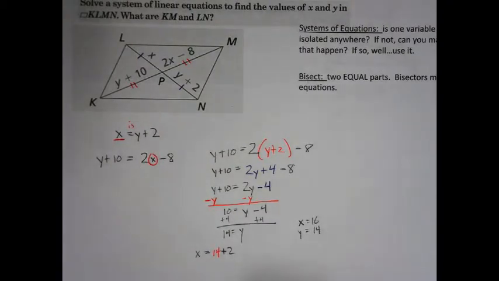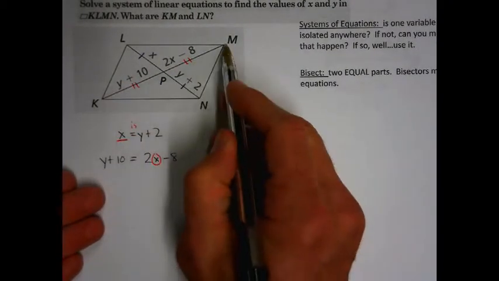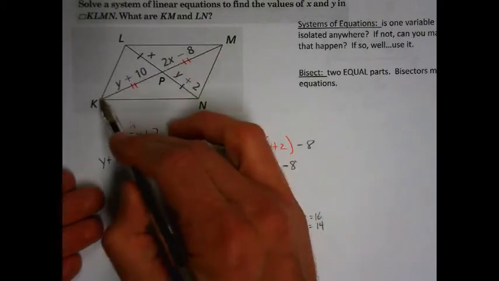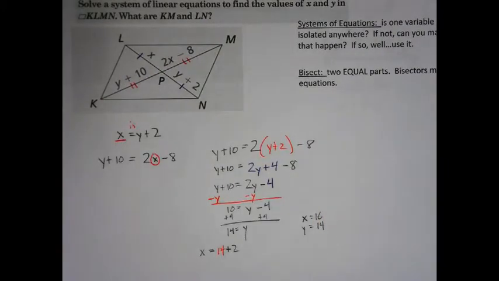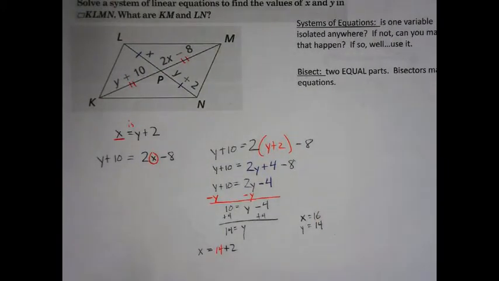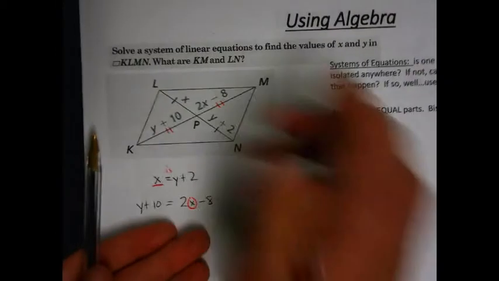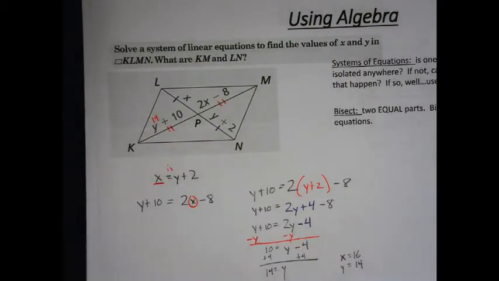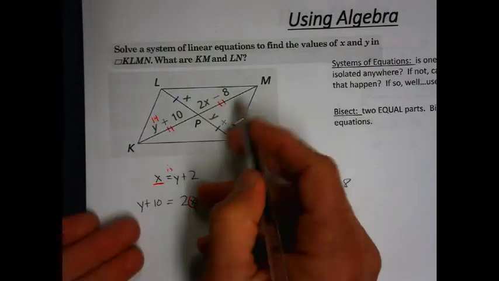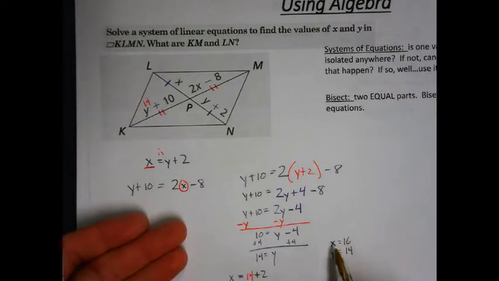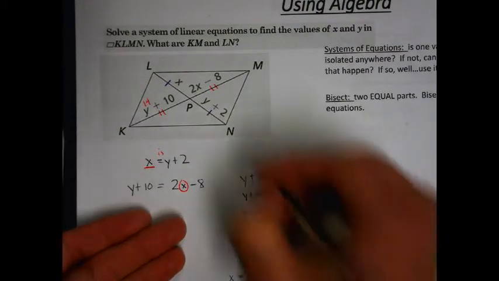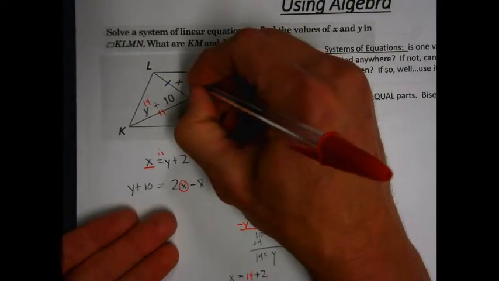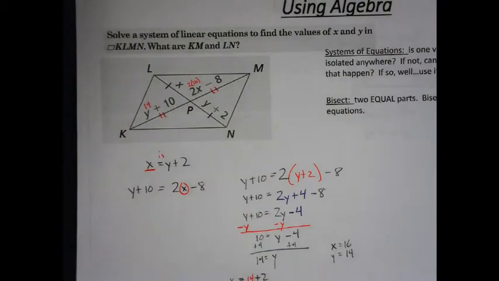Km goes all the way across. So we have from k to p is y plus 10, but we know y is 14, so k to p is 14 plus 10. And then from p to m is 2x minus 8, but we know x is 16, so we have 2 times 16 minus 8. Okay, so we can do some number crunching, right?